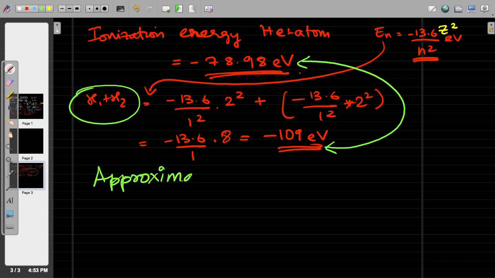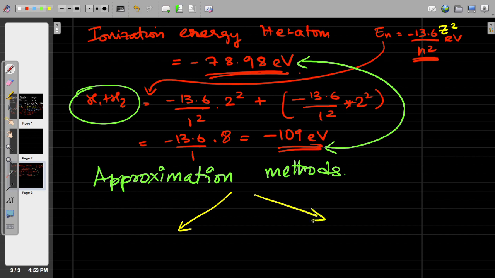Rather than solving the helium atom in an absolute way, you end up trying to approximate the values. There are many ways available for approximation, and in this class we will only be looking at two major methods. One is the variation theorem and the other is perturbation theory. So let's start with the variation theorem.